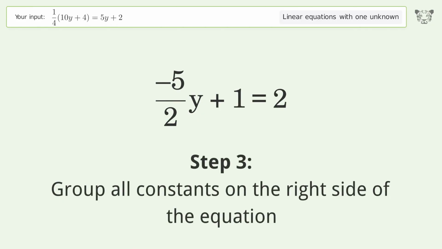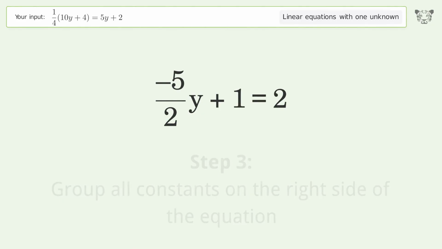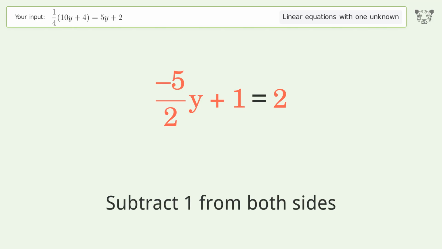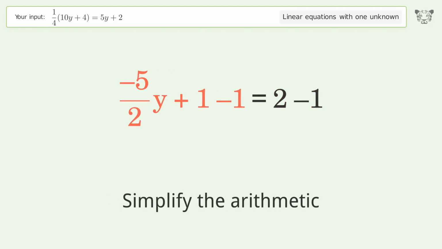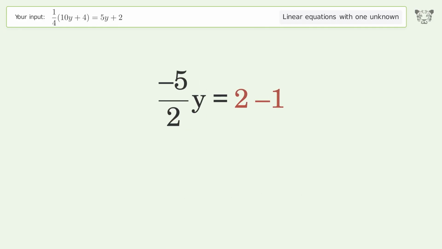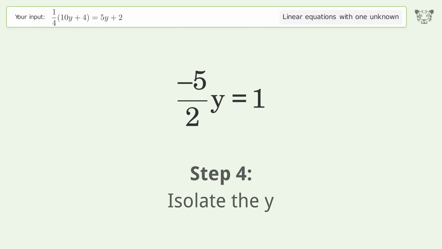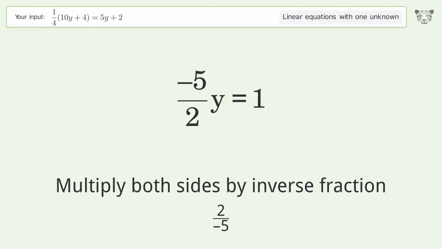Group all constants on the right side of the equation. Subtract 1 from both sides. Simplify the arithmetic. Isolate the y. Multiply both sides by inverse fraction 2/5.